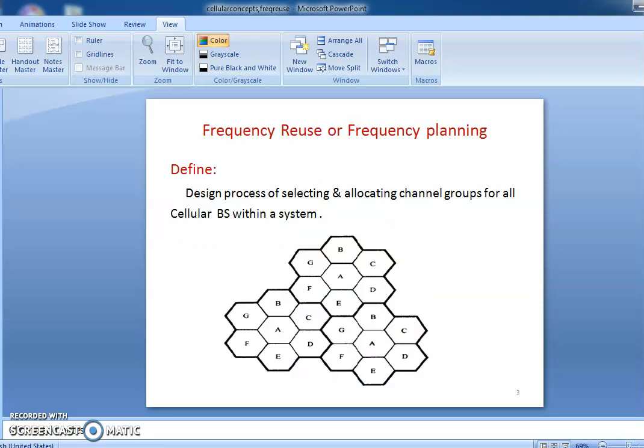Then an important concept in wireless communication is frequency reuse or frequency planning. How will you define this? It is a design process of selecting and allocating channel groups for all cellular base stations within a system. See, a number of channels or frequencies are available. We have to select them and allocate them to the cells, because the entire geographical area is divided into a number of cells like G, B, C, A, F, E, D and so on. So for each and every cell, a group of channels or frequencies has to be allocated.